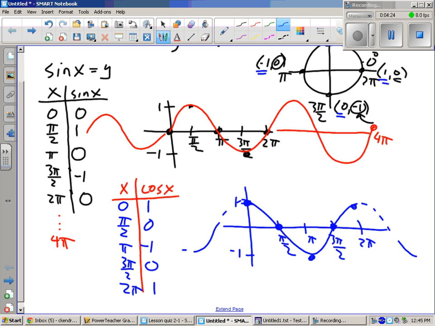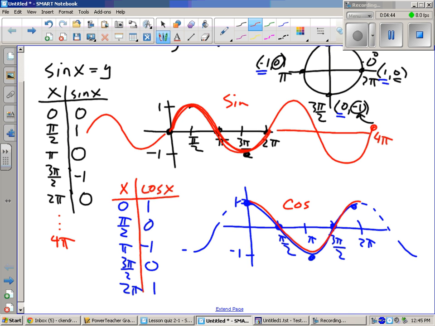Now, if you look at the main portion of the graph that we did first, from here to here, that looks like the letter S, and that's your sine wave. If you look at it down here, that's the C, so that's your cosine wave. So that's one way you can differentiate.